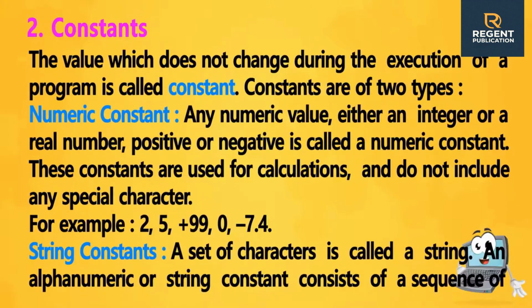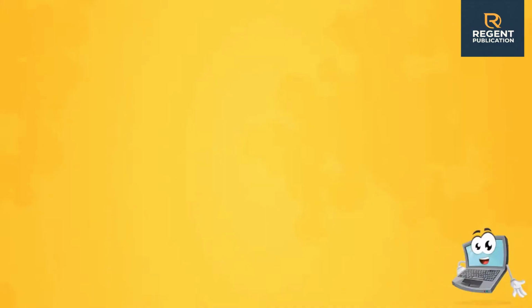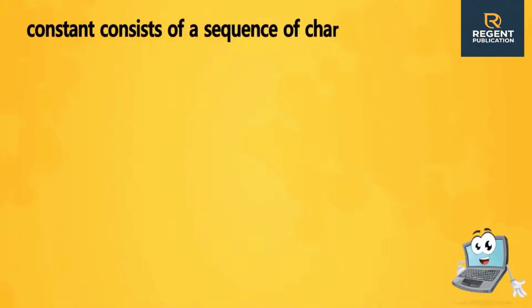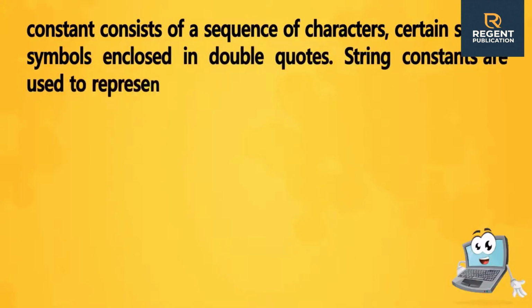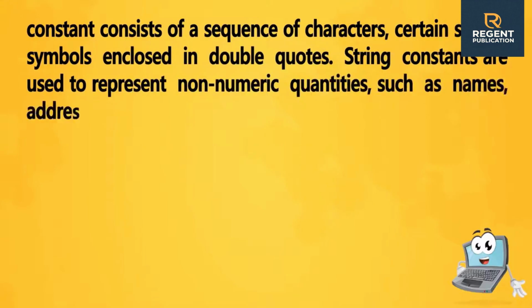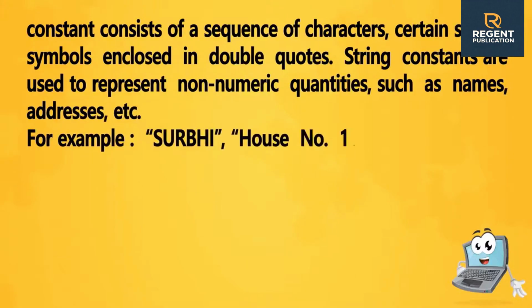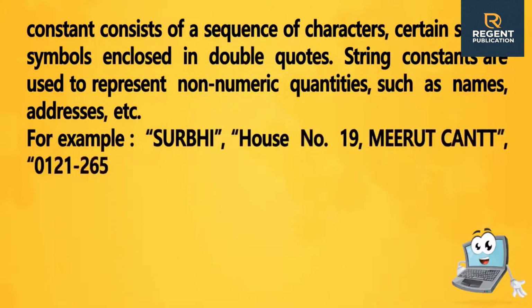String constants. A set of characters is called a string. An alphanumeric or string constant consists of a sequence of characters, or certain special symbols, enclosed in double quotes. String constants are used to represent non-numeric quantities such as names, addresses, etc. For example, Surbhi, house number 19, Merit, Kant, 0121 265 4321.